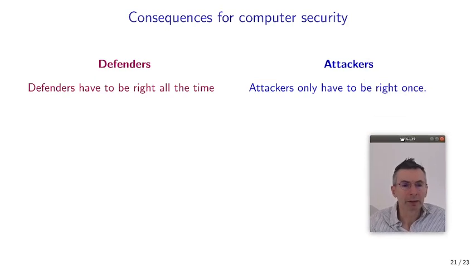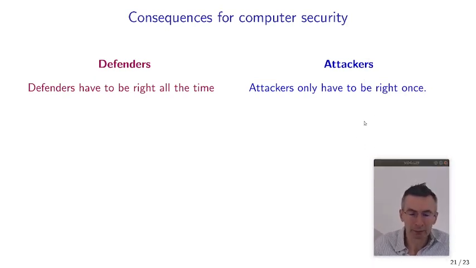Okay, so let me explain in my last few slides some of the consequences as I see them. And I want to first talk about the consequences for computer security. So in computer security, you have defenders and attackers. And one thing that's interesting to note is that defenders have to be right all the time, whereas attackers have to be right only some of the time or only once. The reason for that is that defenses have to work always, whereas an attacker will be happy if the attack succeeds just a few times.